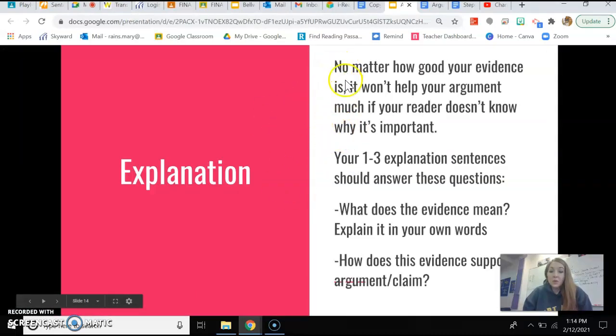So I'm going to read this to you so you guys understand that there are two parts to this. No matter how good your evidence is, it won't help your argument much if your reader doesn't know why it's important. Okay, so literally, this is how you are connecting the dots for your reader.